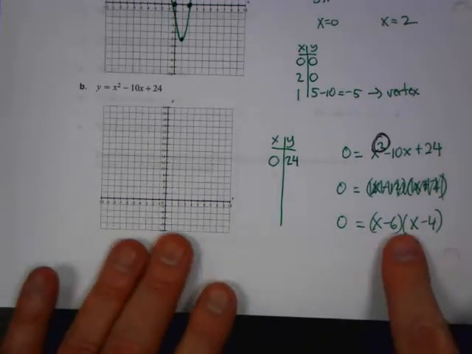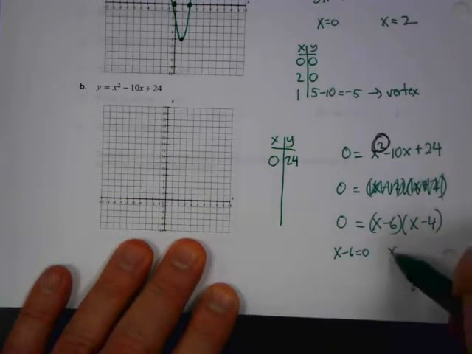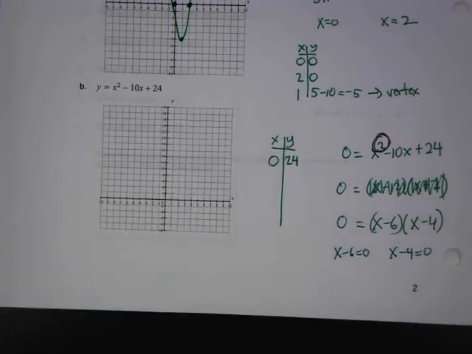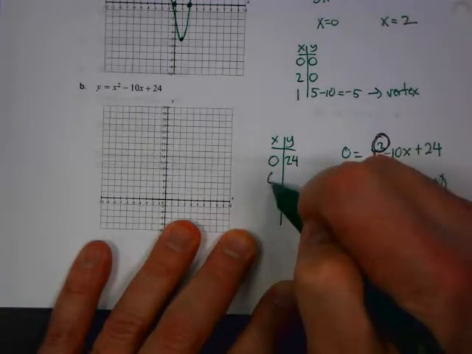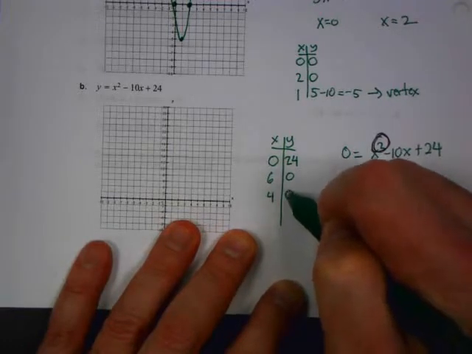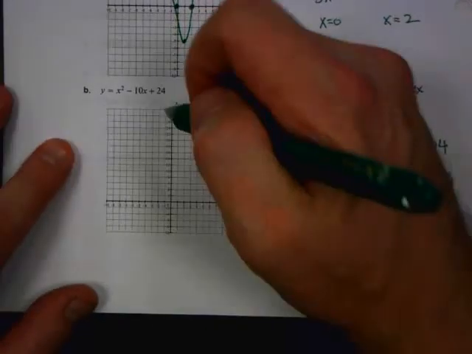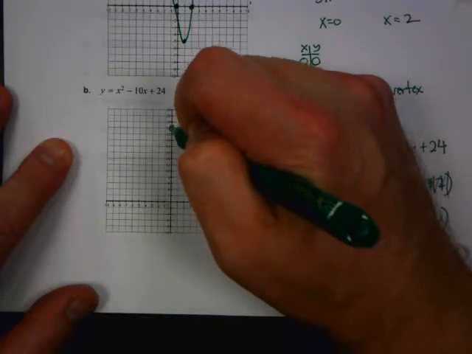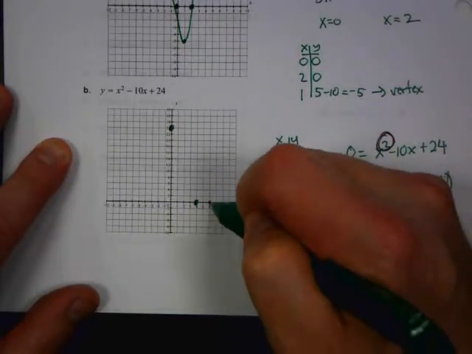Because we want to use that special 0 multiplication property that says x minus 6 has to be 0 or x minus 4 has to be 0. Which means x is 6, or x is 4. So that gives me 2 more points: 6, 0, and 4, 0. So far I have 0, 24, which is right there. I have 4, 0, and I have 6, 0.